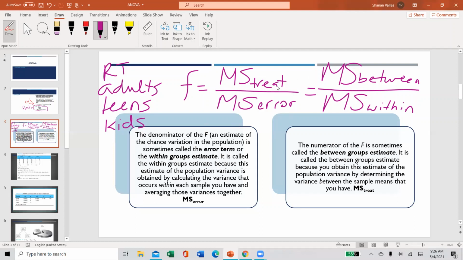The MS between, or if we want to think of it as treatment, also you could think of this as the levels. Remember that from way back at the beginning of the semester when I was saying levels or treatments are just the groups of your independent variable? This one is looking at the difference between the groups. What's the difference between adults versus teens? What's the difference between adults versus kids? And teens versus kids? This is the one where it's ultimately looking at what's the difference in their mean scores, say, of reaction time.